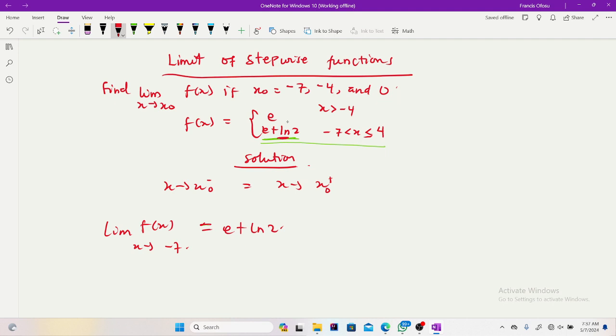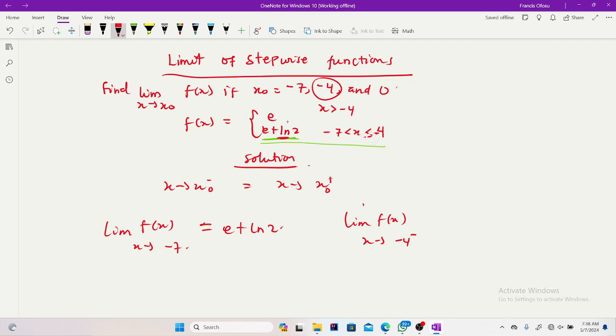Then now let's see the second part. The limit of f of x as x approaches -4. That's the second one, right? For -4, you ask yourself, where is -4? So the function is saying that x is greater than -7 but less than or equal to -4. That one will fall here, and when x is greater than -4 it falls here. So -4 has two sides, one on the right and one on the left. So let's find the one on the left, left of -4.